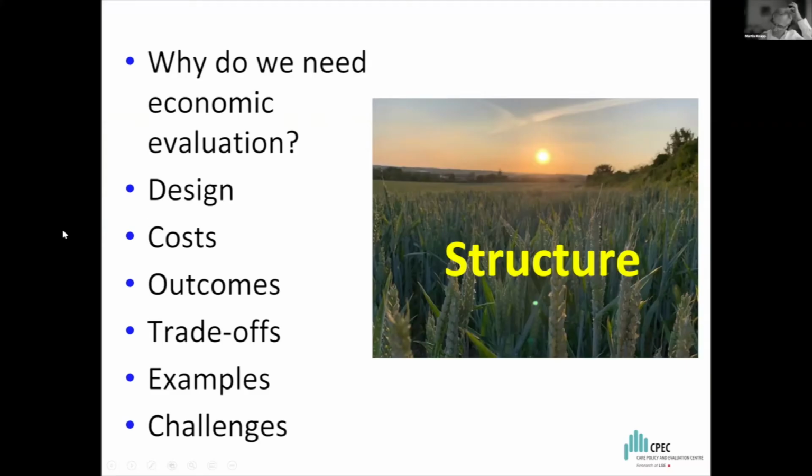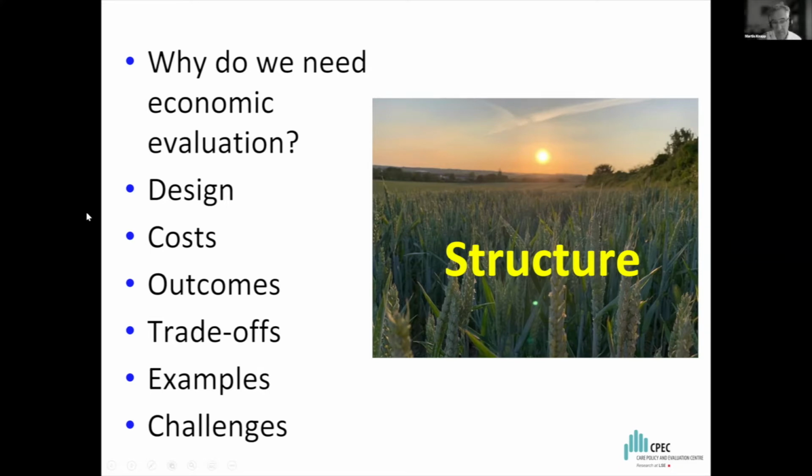Okay, so the structure. First, we're going to say something about why we need economic evaluation. Should be fairly obvious, I think, but we'll just quickly say something about that. Then talk about research design. It's not a webinar on research design itself, but we do need to say something about how studies are conducted, because that does have an impact on how the economic evaluation gets done. And then there are three main components to an economic evaluation. I tend to think, well, design is one of them, I guess, but measurement of cost, measurement of outcomes, and then how you bring the two together, the costs and outcomes in some sort of trade-off. So we'll go through those.